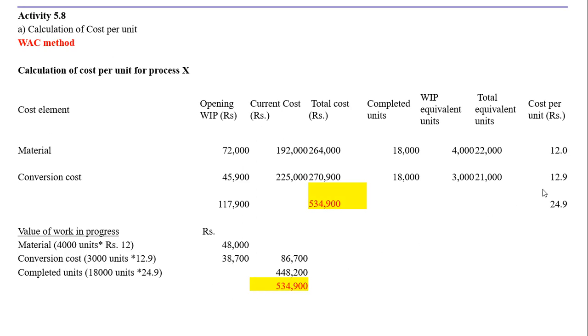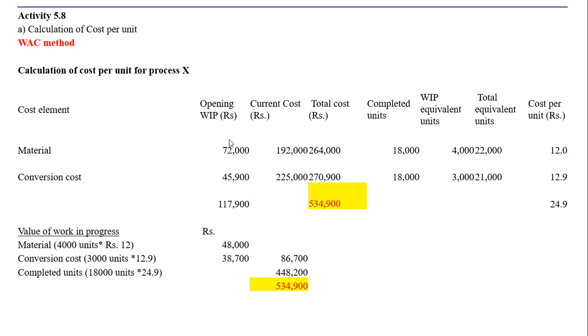The easy task is the finished goods. Take the total unit cost, that is 24.9, multiply it by 18,000 and it will give you the value of inventory, finished goods. Then the work in progress, 4,000 into 12 and 3,000 into 12.9 will give you this much. This is how the total cost is simply divided, right? Total cost.